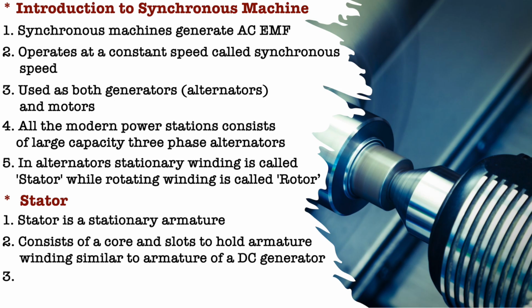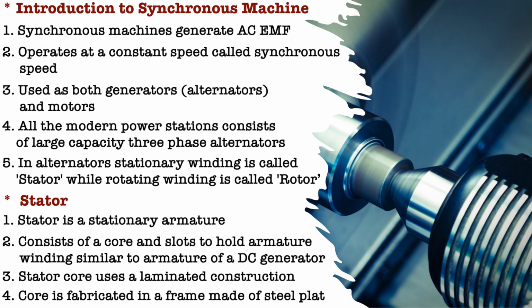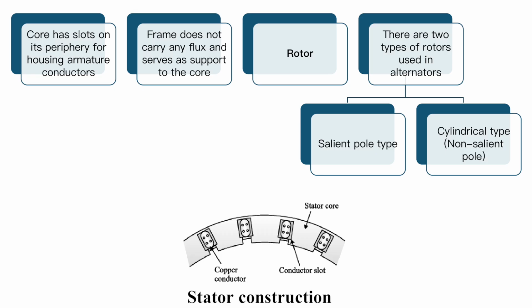The stator core uses laminated construction. The entire core is fabricated in a frame made of steel plates. The core has slots on its periphery for housing the armature conductors. Frame does not carry any flux and serves as a support to the core. So basically our frame is a supporting outermost covering of the machine.